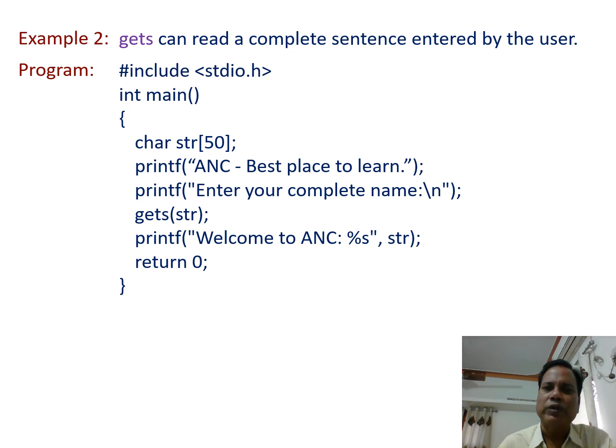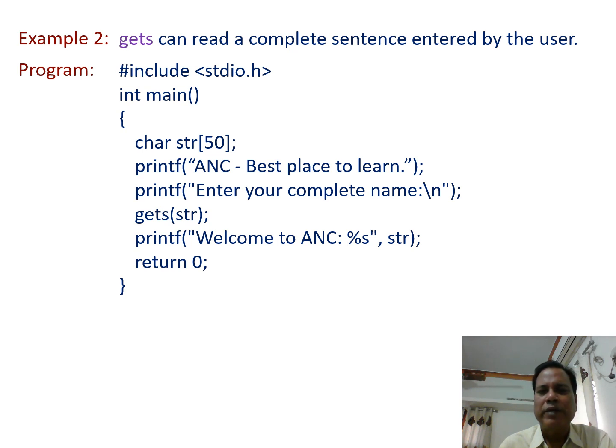The first statement of this program declares the character array, because we are going to store the complete sentence. A sentence contains words, and words contain characters. So storing the sentence means that we have to store the characters including the space. For that we need a character array. That's why the first statement is char str[50], which declares a character array that can contain 50 characters.